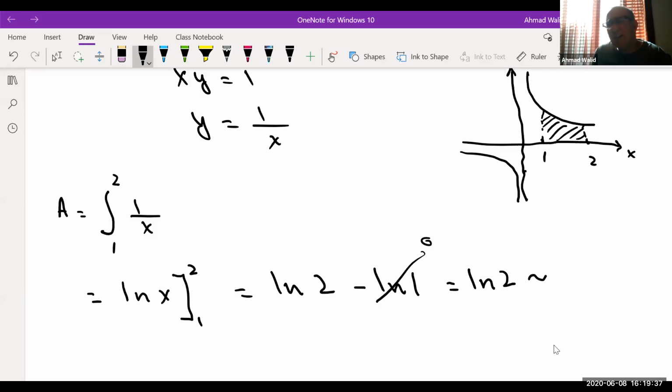And if you check in your calculator, ln 2 is approximately 0.693. It means the area under the curve 1 over x from 1 to 2 is actually 0.693 units. Correct?